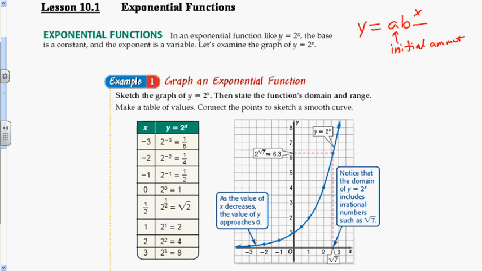b is going to be either exponential growth or decay, and based upon that, if it's greater than 1, it's going to be exponential growth. If it is between 0 and 1, it's going to be exponential decay. And this graph shows you what it looks like.